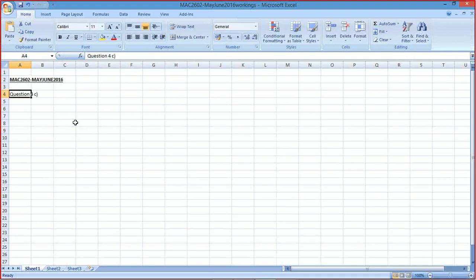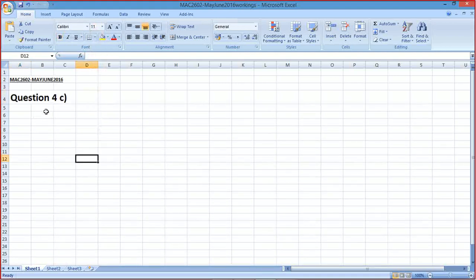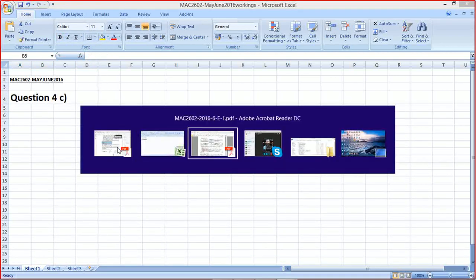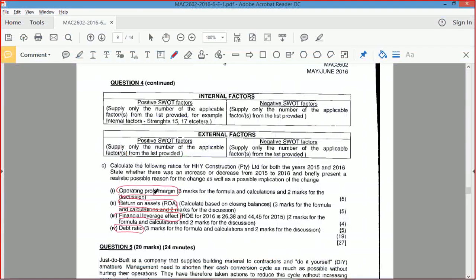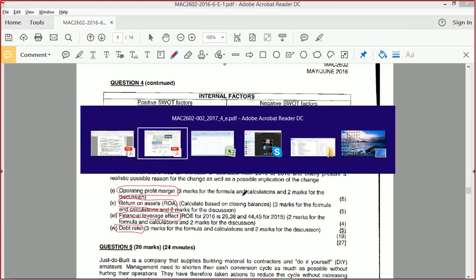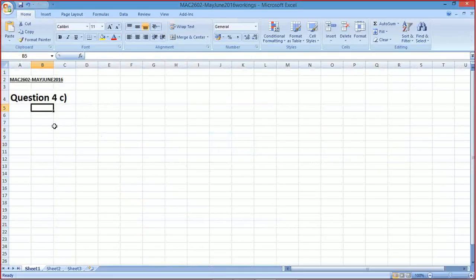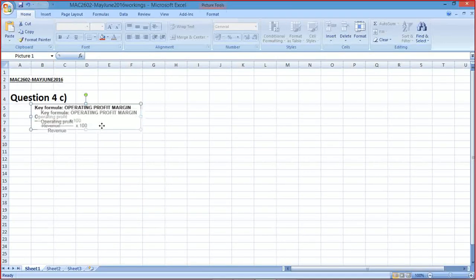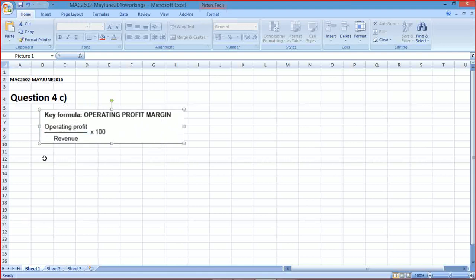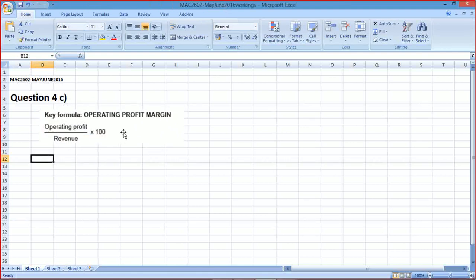Question 4C. Big heading: label your questions carefully so the examiner knows which questions you're answering. And then I'm going to start by calculating operating profit. They say 3 marks for the formula. Look how much that is, 3 marks just for the formula, and then 2 marks for the calculation and the discussion. So copy your formula, write it down. There it is: operating profit over revenue is going to give you operating profit margin.